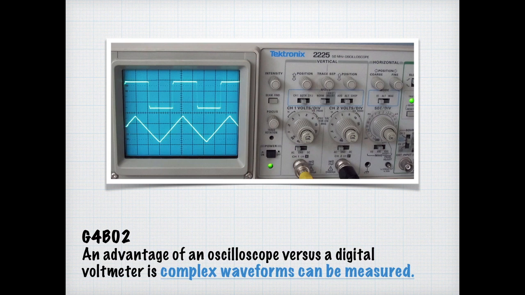We also need to know that an oscilloscope versus a digital voltmeter, an advantage is that we can see complex waveforms. Here we see a square wave and a sawtooth wave.